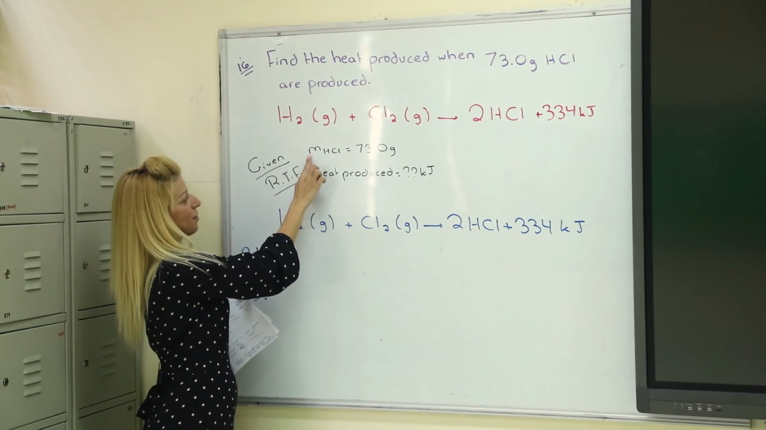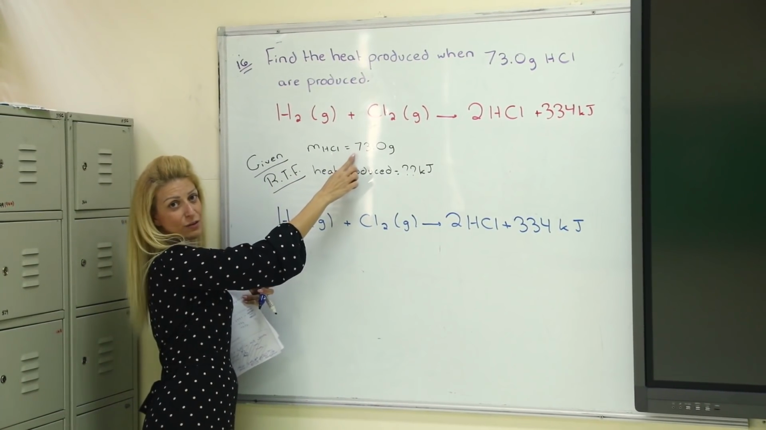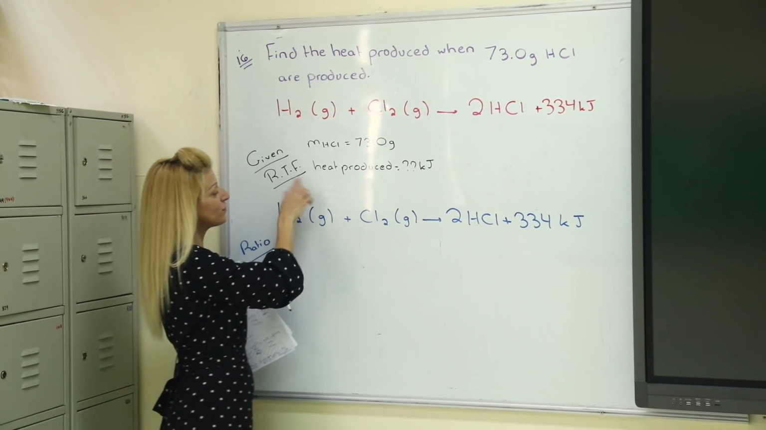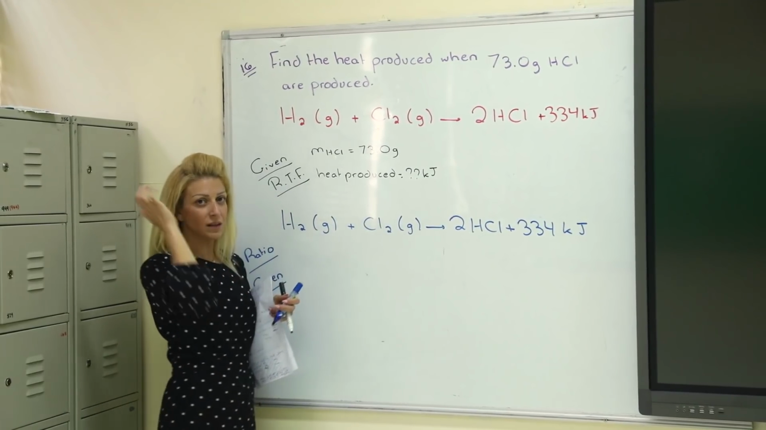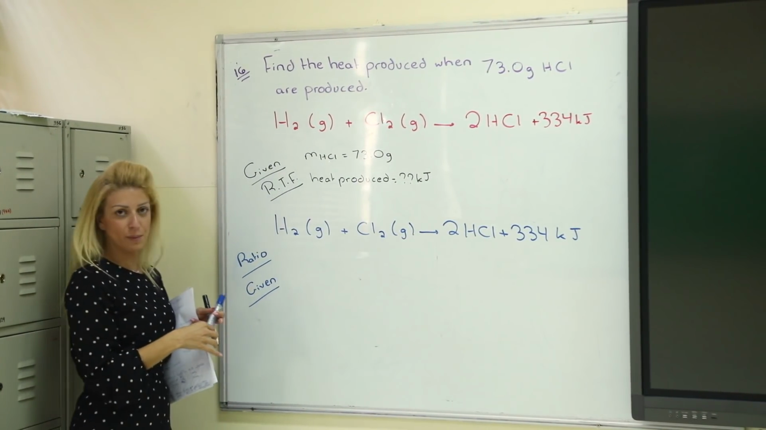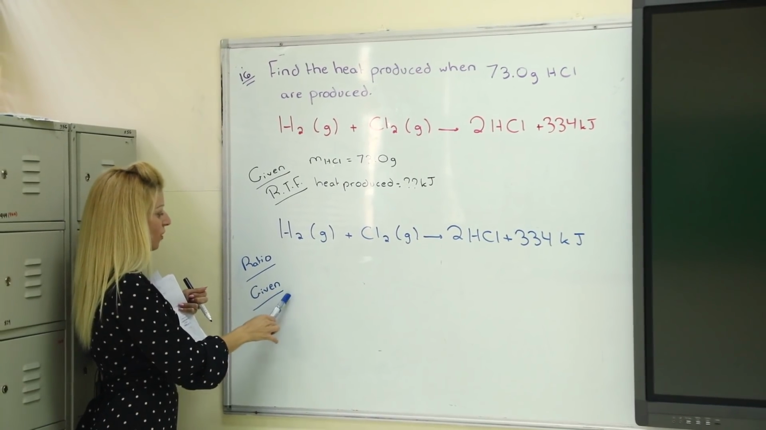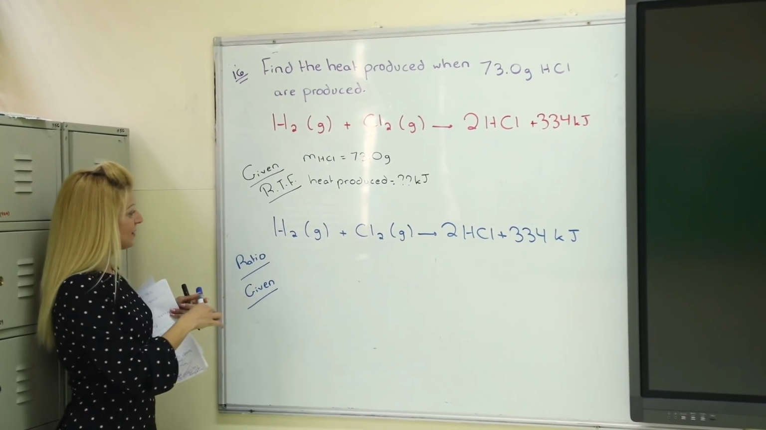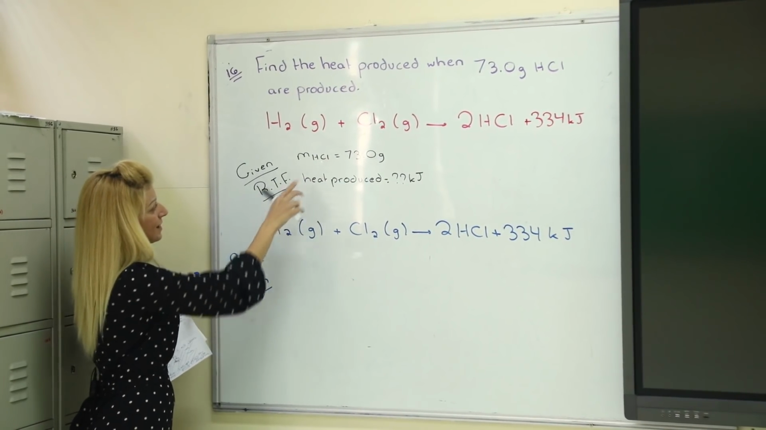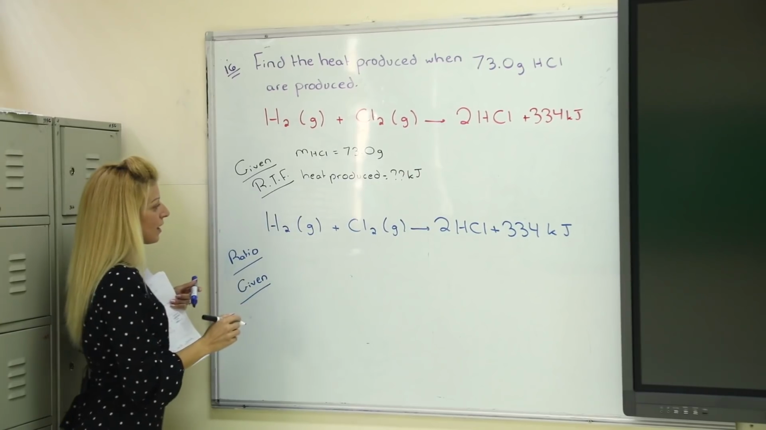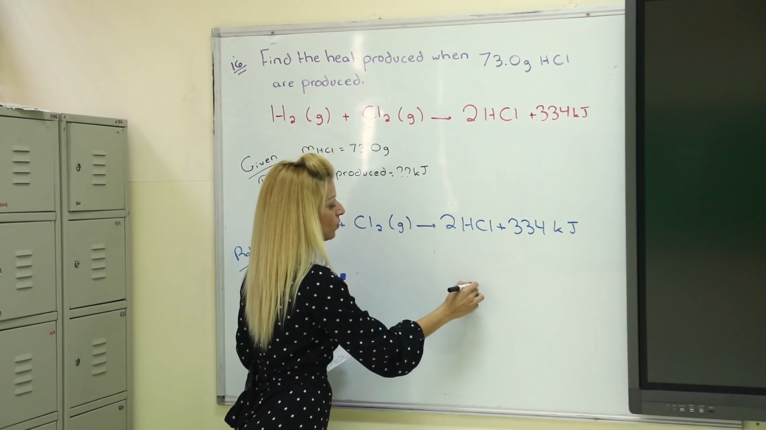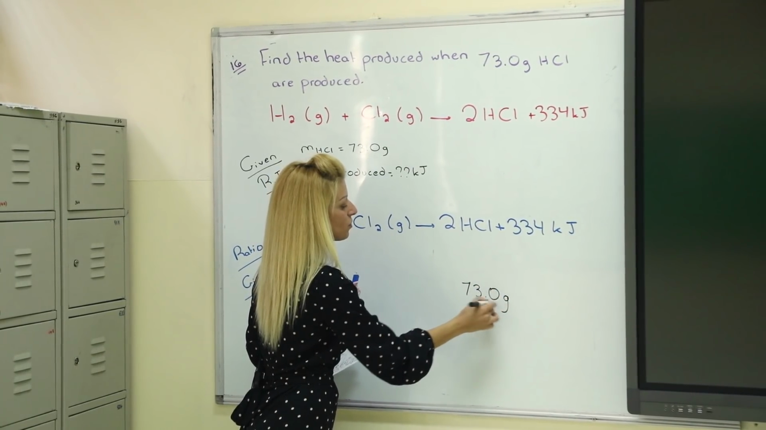The given is the mass of HCl is 73.0 grams. What we're required to find is the heat produced in kilojoules. So we rewrite the equation as it is above, and we write the ratio and the given. The given is from the question above. So the given is 73.0 grams of HCl. So under HCl, we write the given, which is 73.0 grams.